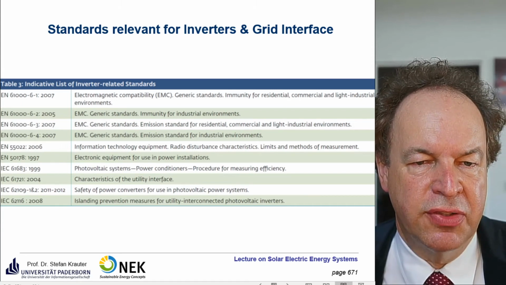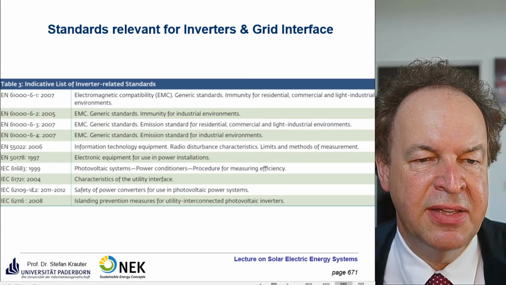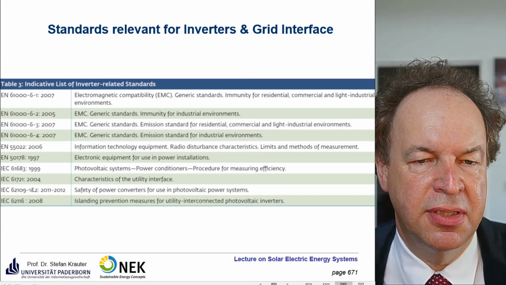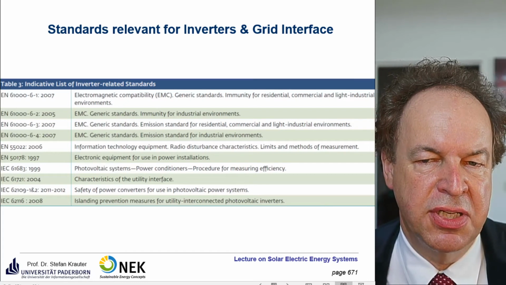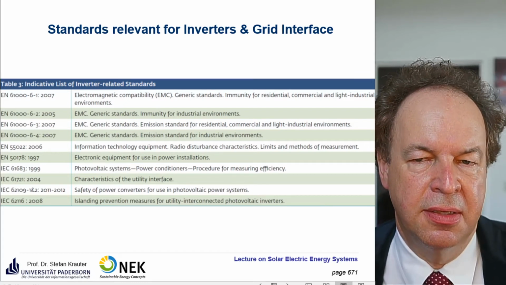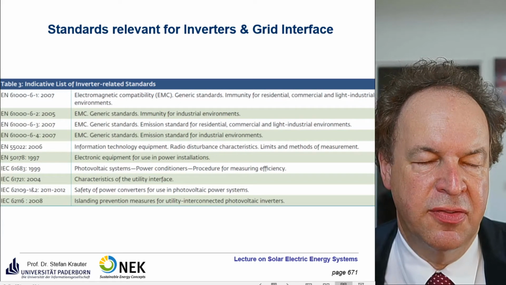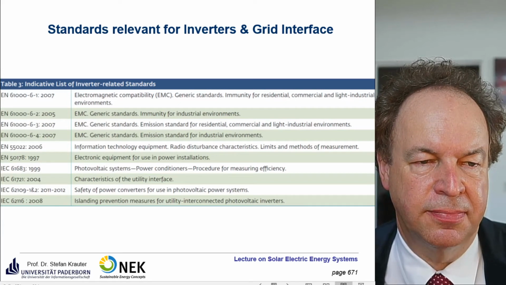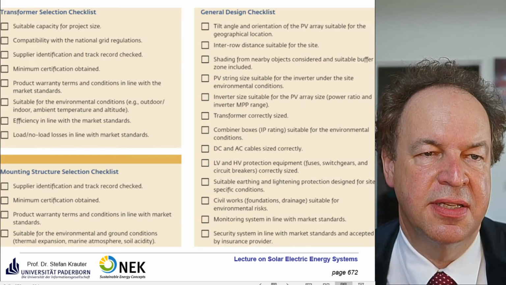Safety of power converters for use in photovoltaic system, and islanding prevention measures for utility. So if the grid is switched off, what happens then? And this has to be certified by that norm 62116.